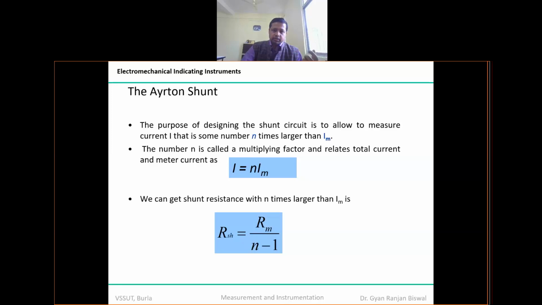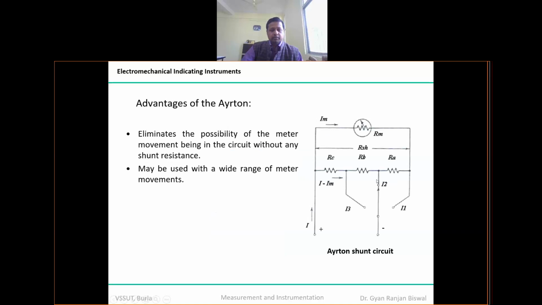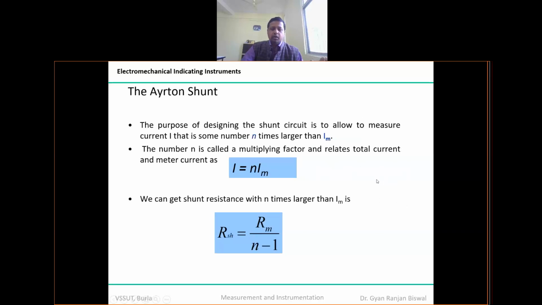And the relation between this shunt resistance and meter resistance is governed by this standard formulation: Rsh = Rm divided by (n minus 1). Why so? Because the sum of n times the meter current is nothing but equal to the total current I offered by the source. So the summation of n times Im is nothing but equal to I.